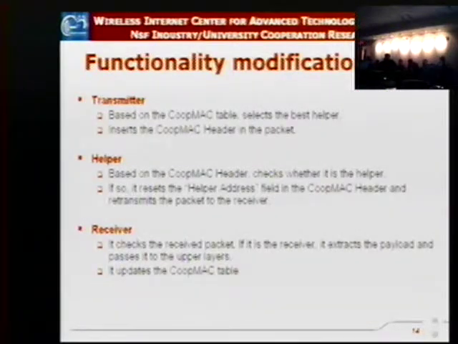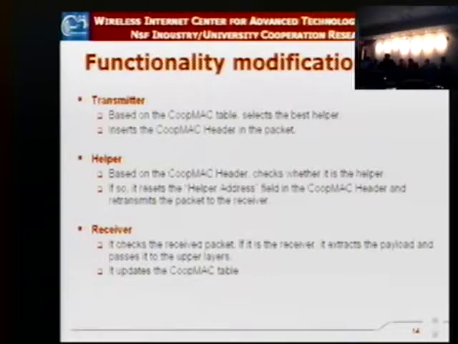Let's see the functionality modifications we've done. As regards the transmitter, now the transmitter based on the CoopMAC table selects the best helper. This is the one new functionality. So every time it wants to transmit a packet, it goes through its CoopMAC table, it does these computations, and it decides who is the best helper. Then it inserts the CoopMAC header into the packet with the appropriate information, and it transmits the packet.